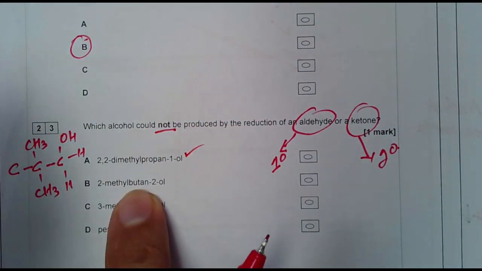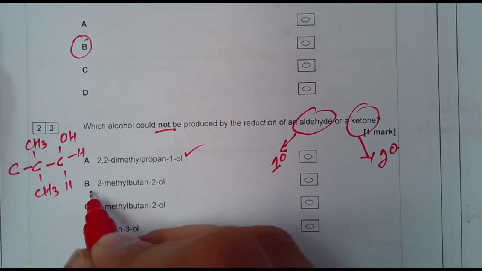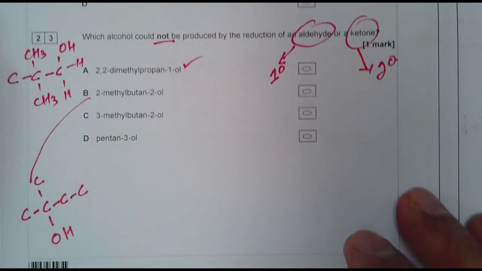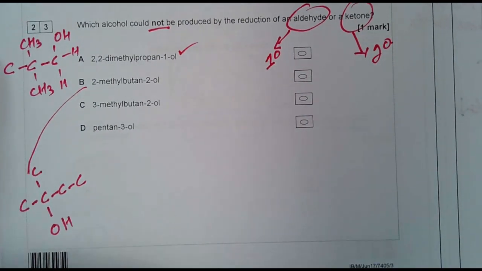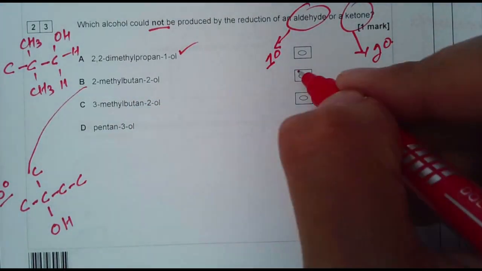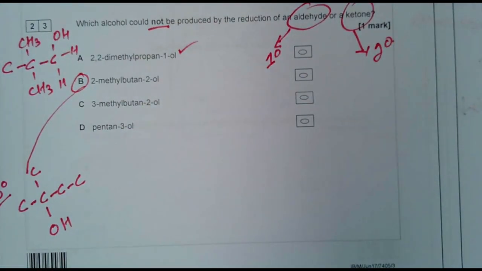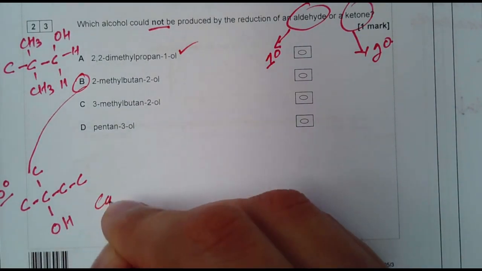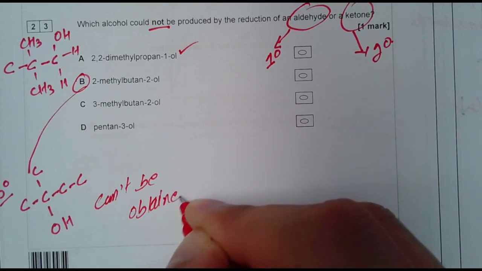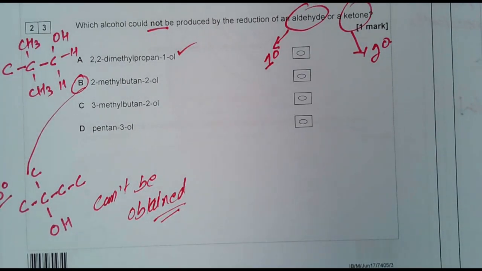When I look at the second option, which is 2-methylbutan-2-ol, butane means 1, 2, 3, 4. On the second carbon, I have OH. I have a carbon as well. What kind of alcohol is this? This is my tertiary alcohol. So the moment I see a tertiary alcohol is produced, this is the answer. This one can't be produced. Only primary and secondary can be obtained.